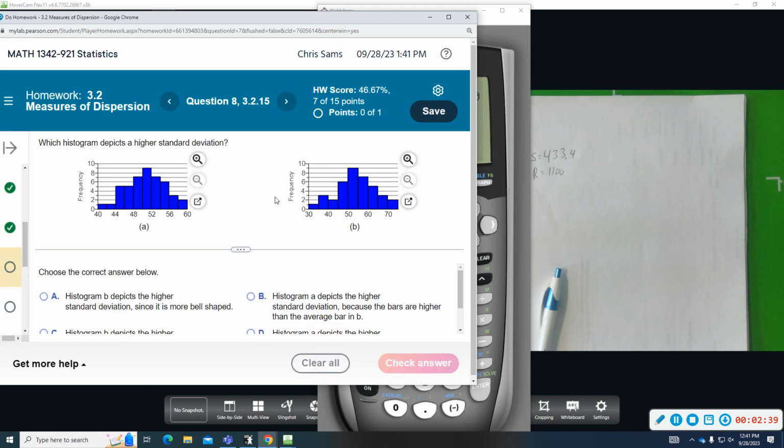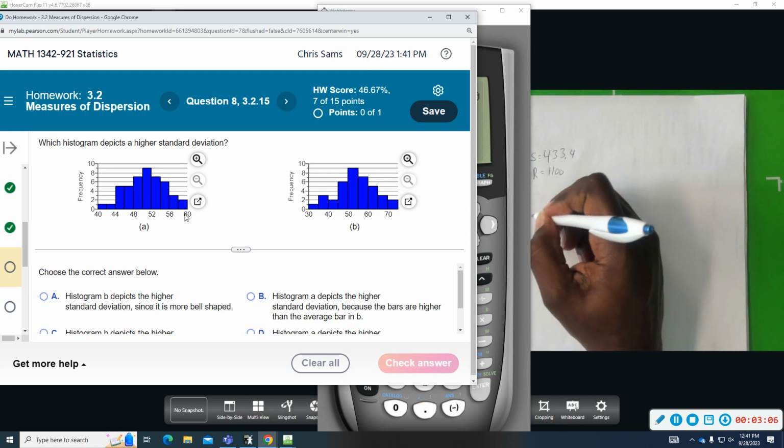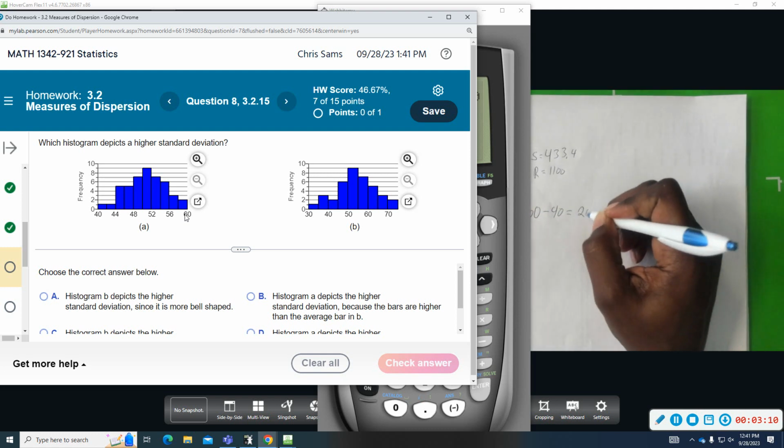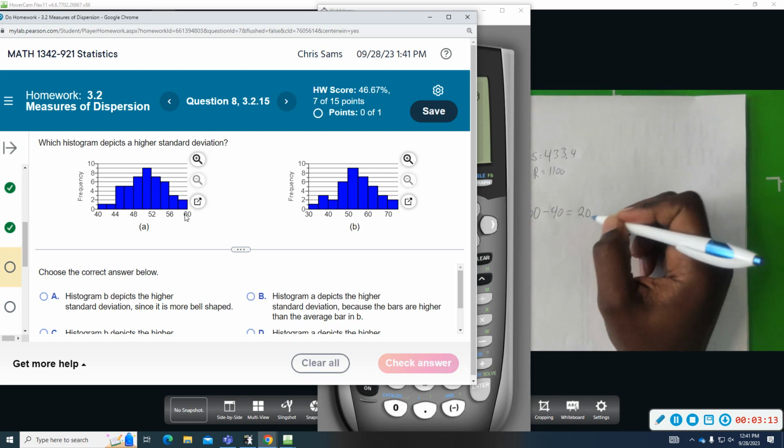Alright, so in number 8 we have two histograms. We want to know which one has the higher standard deviation. So higher means there's more spread, they're more spread out. If you look at the data values and their endpoints, it looks like this graph goes a little bit longer than this graph, but if you look at the numbers, this one is from 40 to 60. So if you were to subtract those, 60 take away 40, just a measure of the range tells you that the spread from the lowest to the highest is 20.